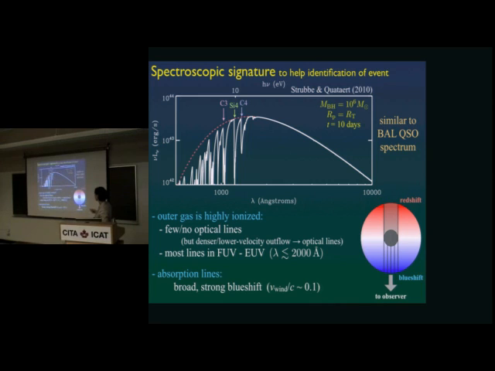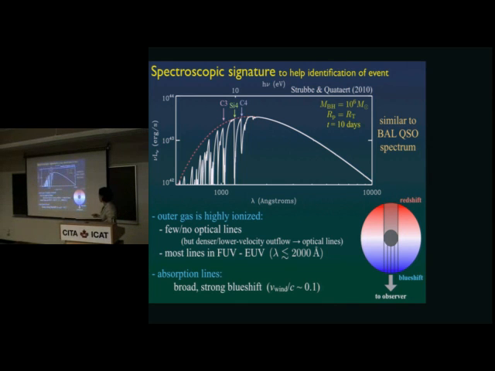these spectral lines. The outer gas is highly ionized, and so there are few or no optical lines, although from particular viewpoints, if the gas is denser or moving at lower velocity, there can be some more optical lines. But most of the lines are in the UV, in the far UV to EUV, at wavelengths less than 2,000 angstroms. And some common lines are like carbon-3, silicon-4, and carbon-4, which are similar to the lines that are important in the spectra of broad absorption line quasars as well, because the physical conditions are similar in both of these.